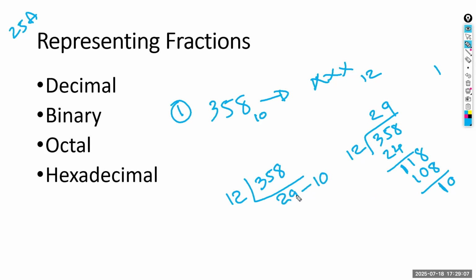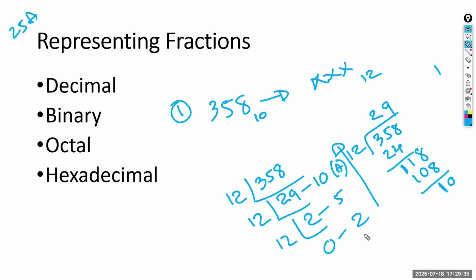The remainder is 10. Then again divide by 12. Obviously 2 times 12 is 24, 5 remains. Then 0, 2 remains. So 10 you can't write as a single digit, but you can use the same convention: 10 is A. So therefore it is 25A in base 12. Yes, your answer is correct. 25A in base 12. So that is the first exercise.